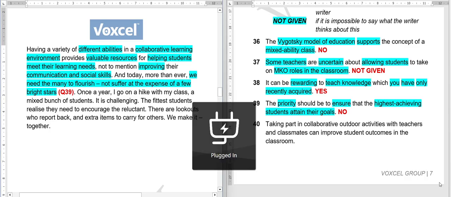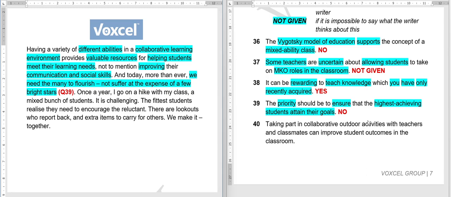So the teacher should not give them priority. Okay, so that is the case. We need all those eight, or the majority of those eight, to flourish along with those two brightest students. So that's why the highest achieving is not the only priority; we are looking for many, not few.